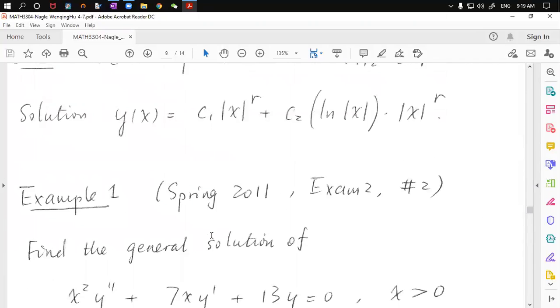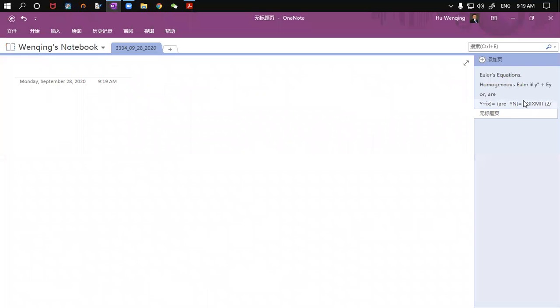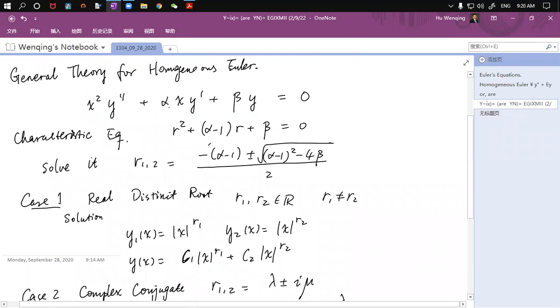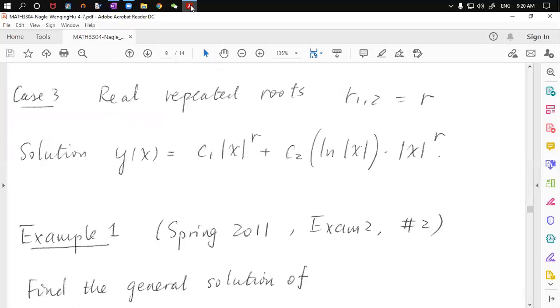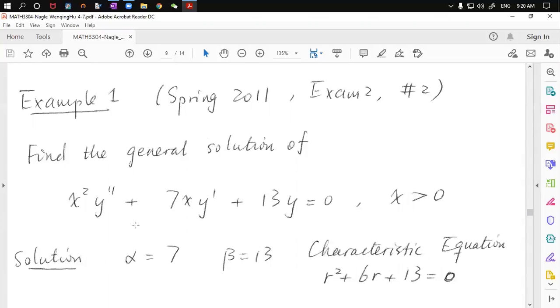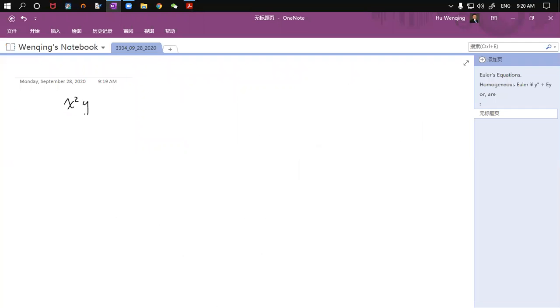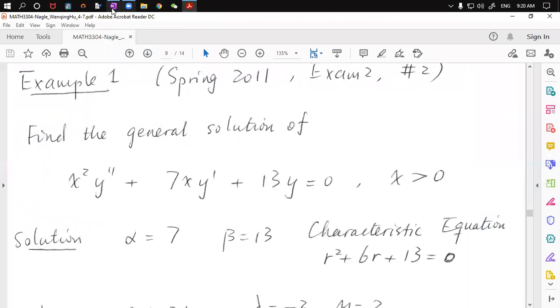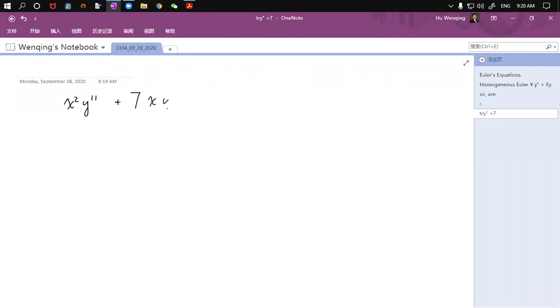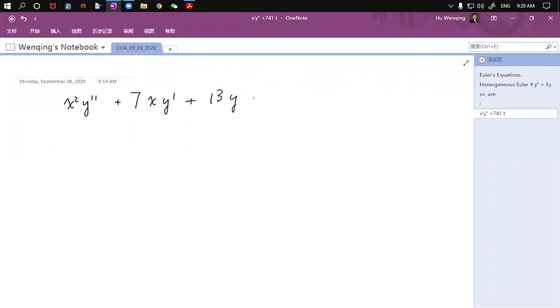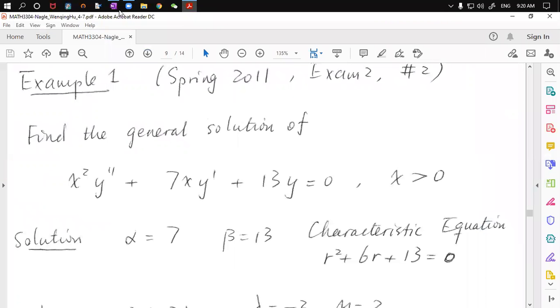And the important thing, just one more remark, is that you must memorize that the characteristic equation is not alpha, but alpha minus 1. You have to subtract the 1 from that alpha. Is that good? Okay, so let me show you an example. Can you find the general solution of this equation? The equation is x squared y double prime plus 7 times x y prime plus 13 times y is equal to 0.